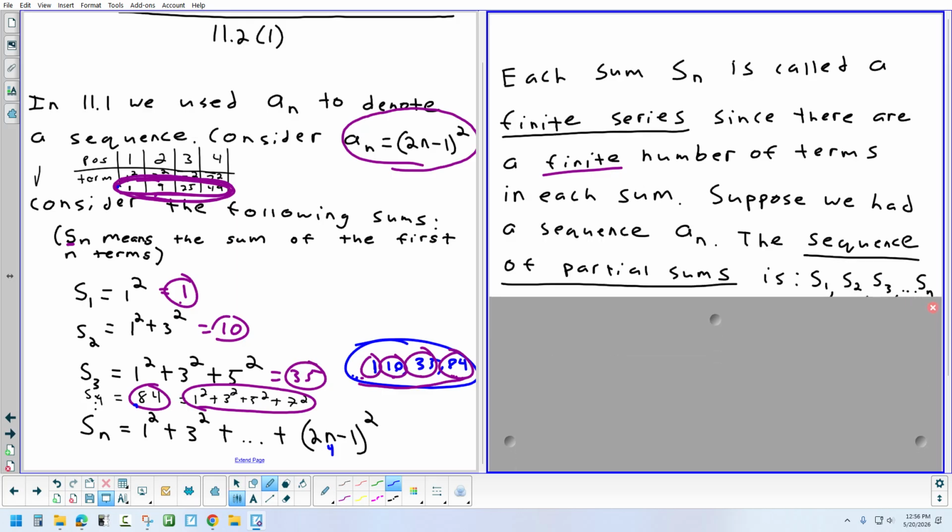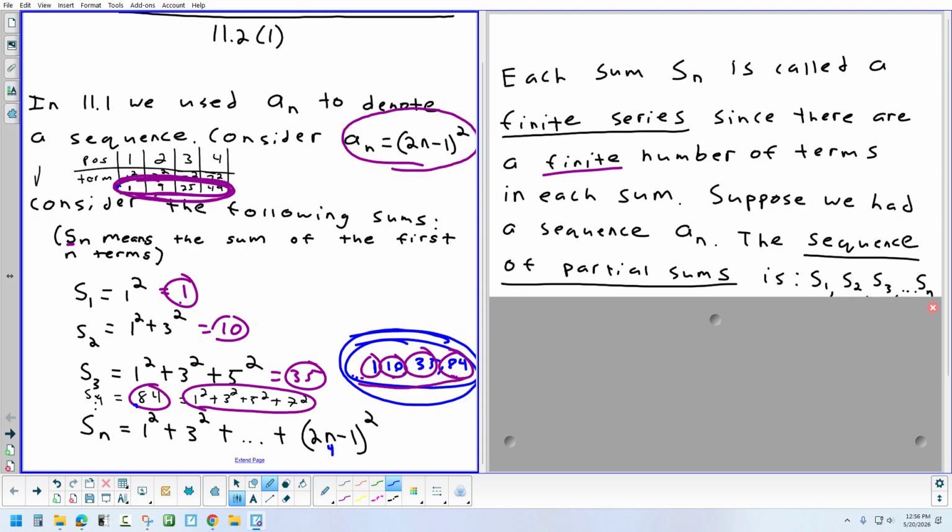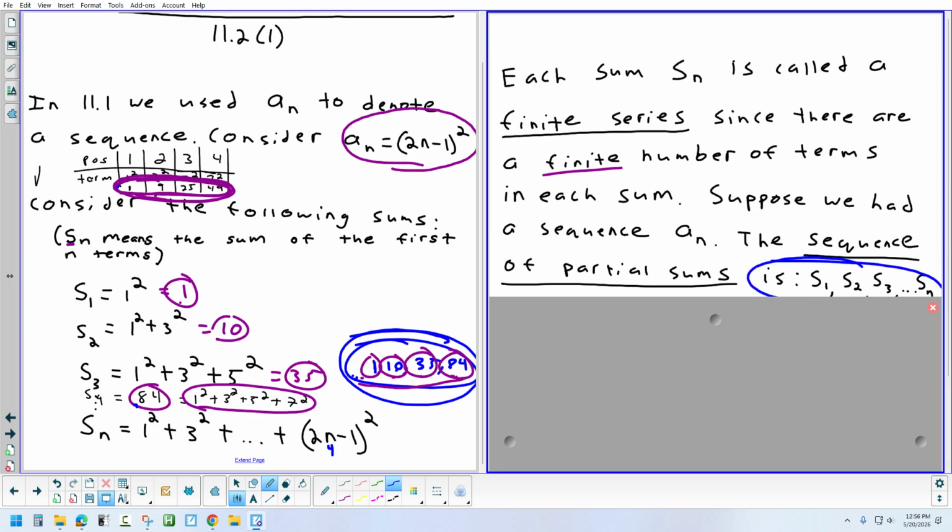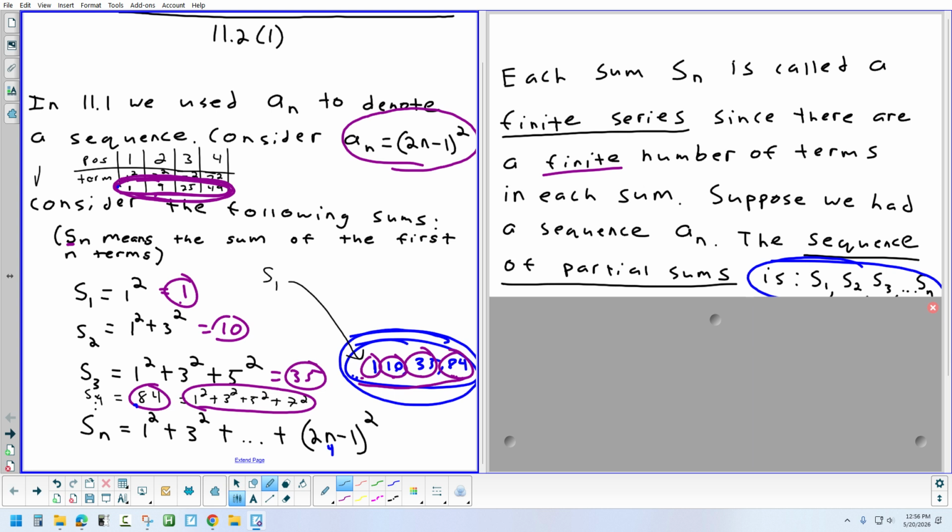So what I wrote right here was this. That was S1, the sum of the first 1 terms. This is S2, the sum of the first 2 terms. This is S3. That is S4. We can go as high as we want. We can add up whatever number they want us to add up.